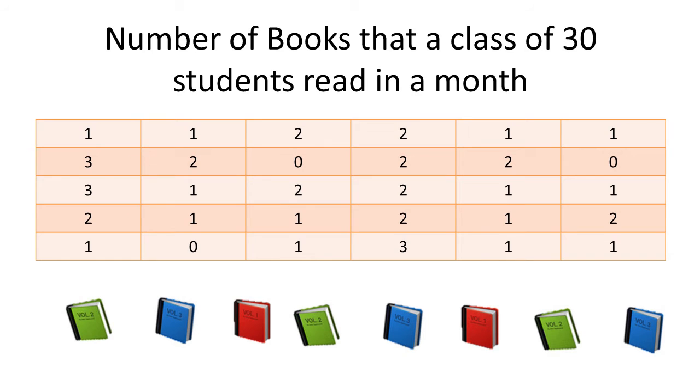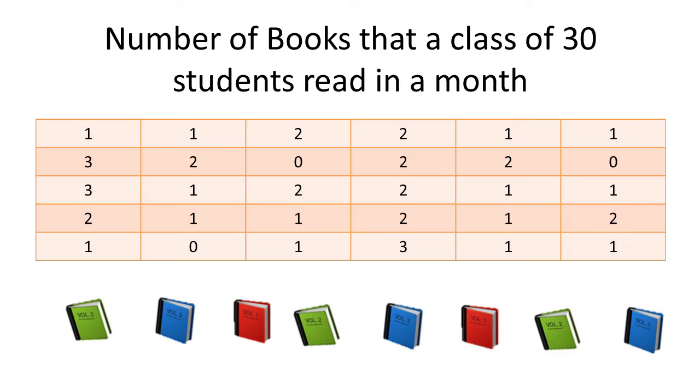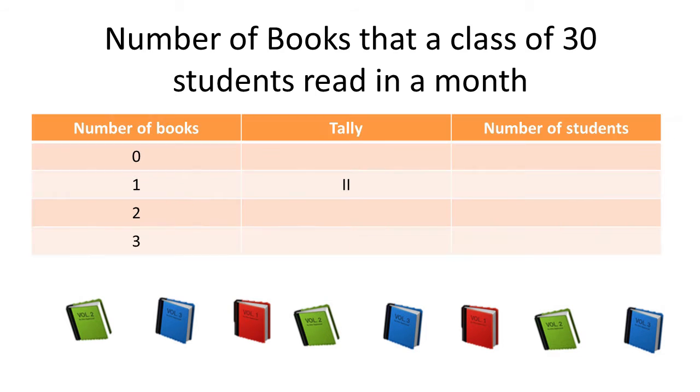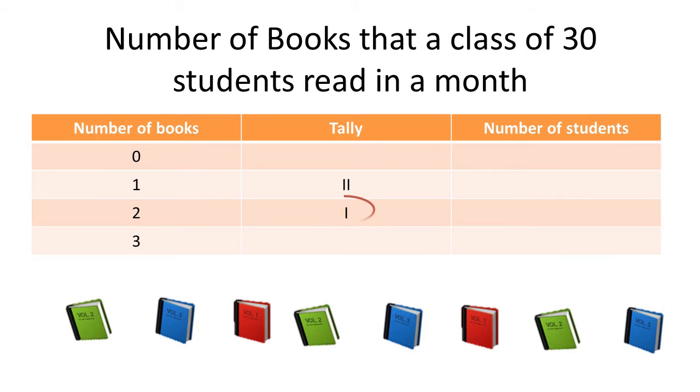Then we go over the data one by one. As you see on the table, the first number in the first row is 1. One tally is marked in the row for the number 1. We then move on to the second number. The second number is also 1. Another tally is marked in the row for the number 1. As the third number is 2, we mark a tally in the row for the number 2. Similarly, we mark the tallies of the entire table.